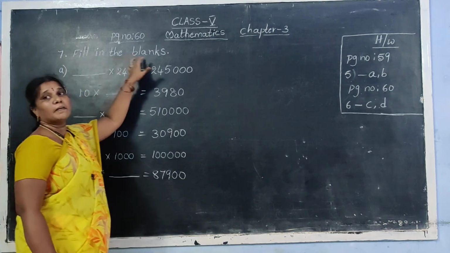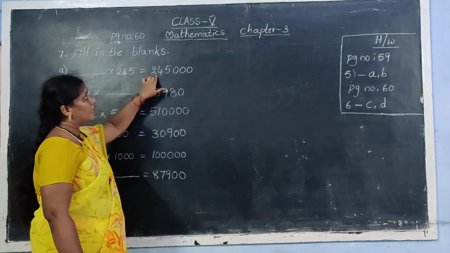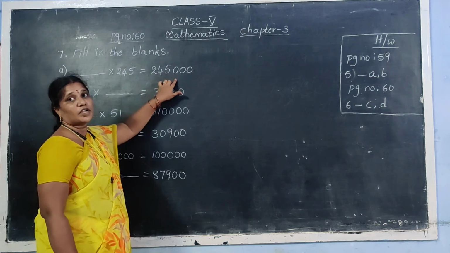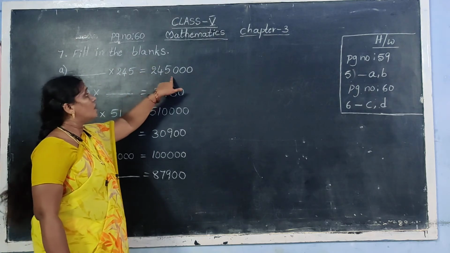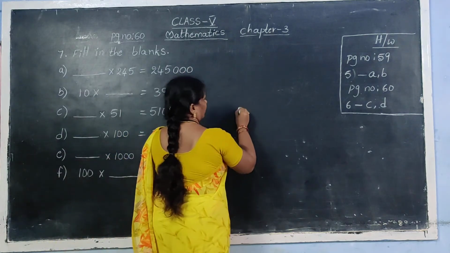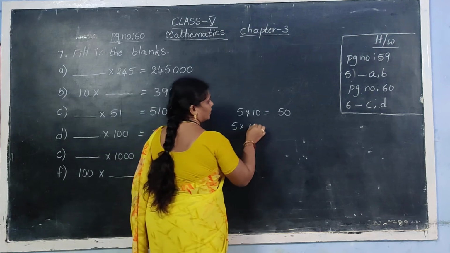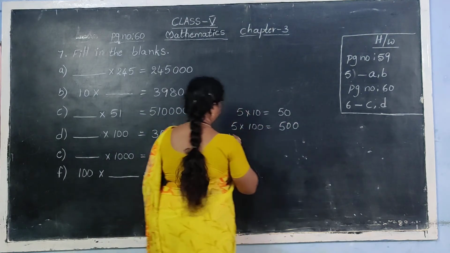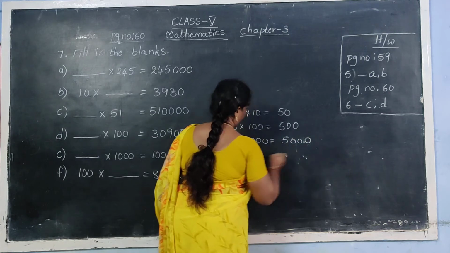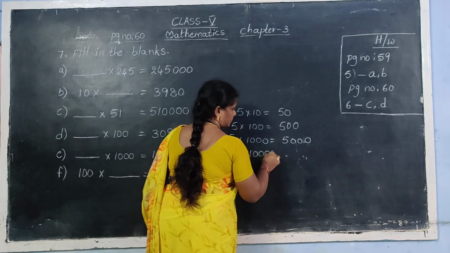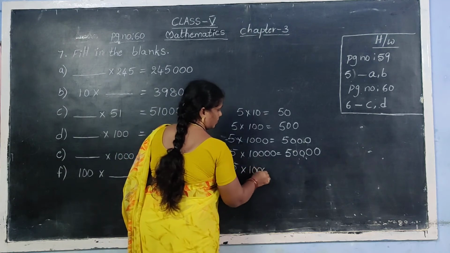Seventh Roman: fill in the blanks. First blank: blank into 5 is equal to 2,45,000. 245 multiplied with which number gives this answer? You can observe they are all zeros only. 5 into 10, 50. 5 into 100, 500. 5 into 1000, 5000. 5 into 10,000, 50,000. 5 into 1 lakh.